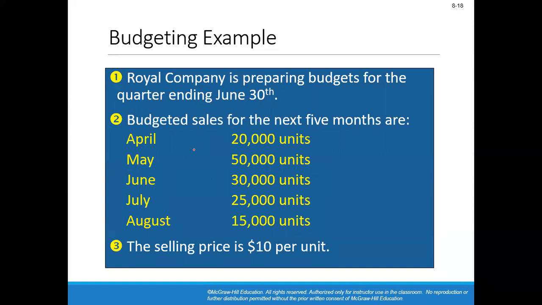It can be for a company which has sales of 10,000 units, or a company which has 10 billion units. Okay, but the idea is fairly straightforward. So let's work with the company. Royal Company is preparing budgets for the quarter ending June 30th. Now, let me ask you, if the quarter ends on June 30th, this quarter starts from which month, which date?